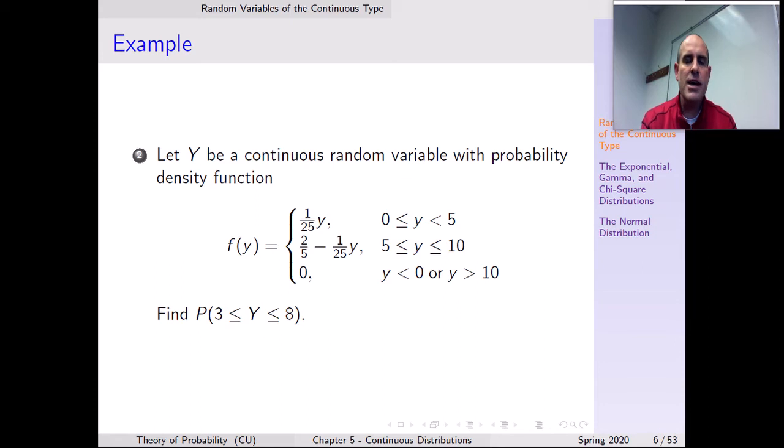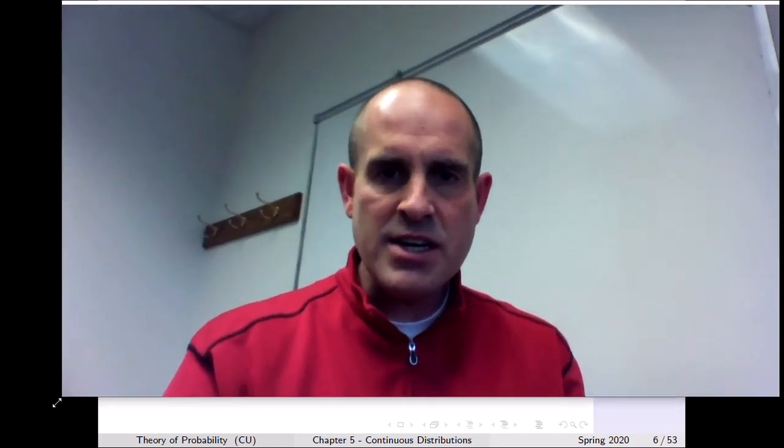Let's look at this one though. Let y be a continuous random variable with probability density function given by that piecewise defined density. f of y is equal to 1 over 25 times y if y is between 0 and 5, it's equal to that other thing if y is between 5 and 10, and it is 0 anywhere else. Let's take some time here to look at this. We'll expand this and do some computation on the board.